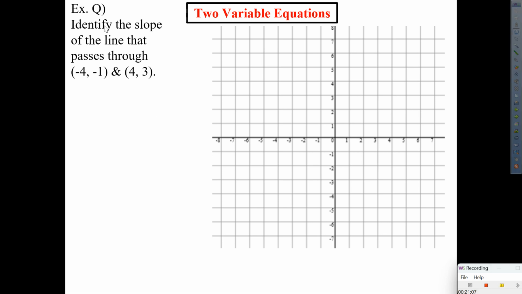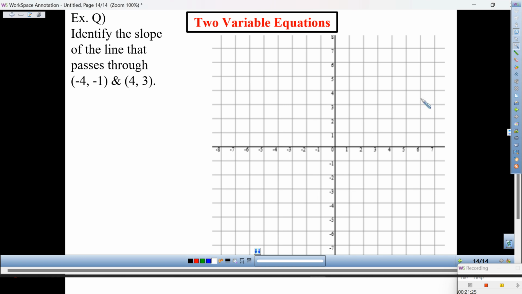Example Q reads, identify the slope of the line that passes through points (-4, -1) and (4, 3). (-4, -1) and (4, 3). So, for those of us that forgot, let me put the cheat code over here on the top.